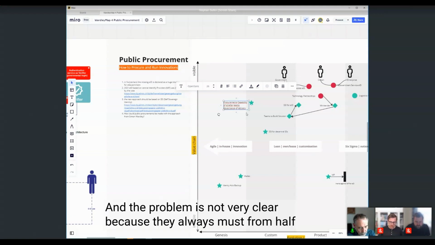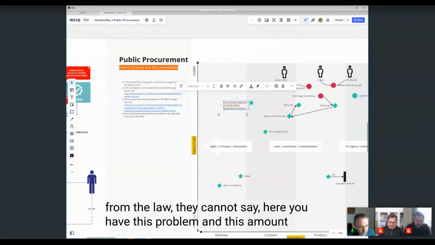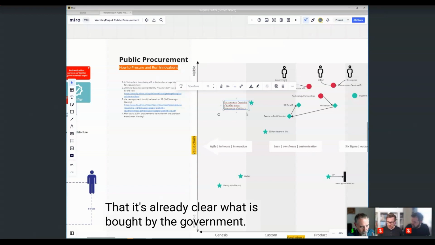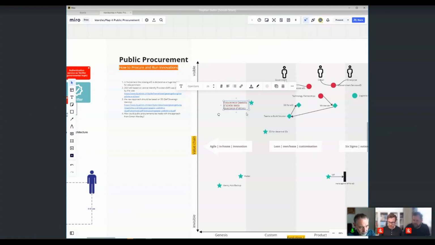And the problem is not very clear, because they always must have it from the law. They cannot say, here you have this problem and this amount of time and now you can work. There must always be a challenge where it's already clear what is thought by the government.